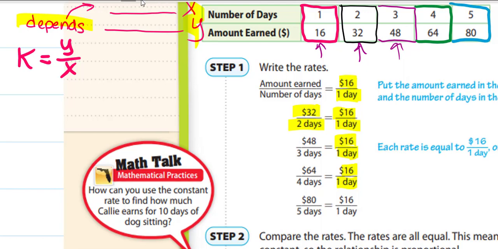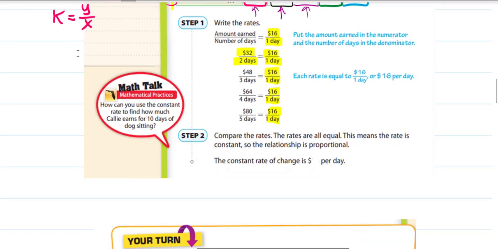So when you apply the equation y divided by x, you're going to do that for each pair of quantities in the relationship. If they simplify to the same number, the same quantity, this represents a proportional relationship. So at this point, we have identified that it is a proportional relationship, and we found the constant of proportionality, k, which is our $16 per day.